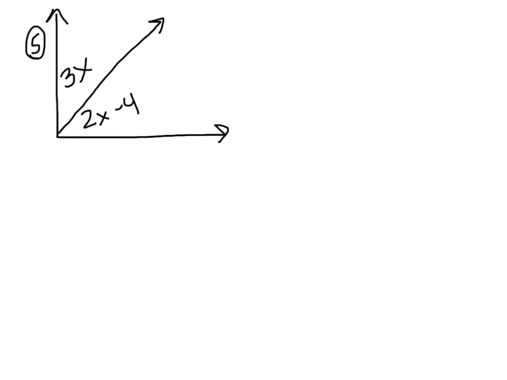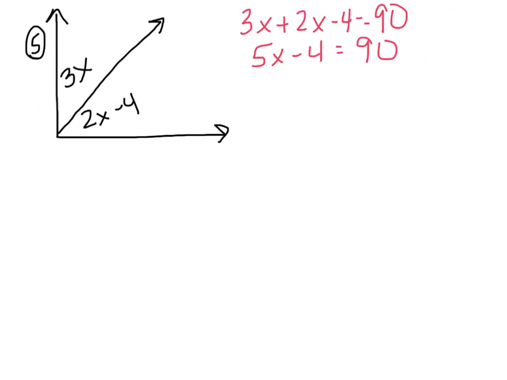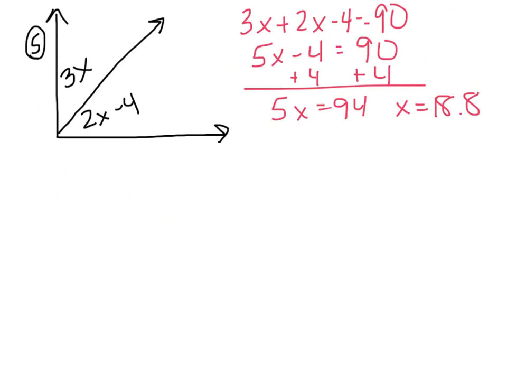All right. Now, this is a right triangle. So we are going to set it up knowing that 3x plus 2x minus 4 has to equal 90 degrees. Now we can combine like terms and say 3x plus 2x is 5x minus 4 equals 90. Add 4 to each side. 5x equals 94. 94 divided by 5 is x equals 18.8.